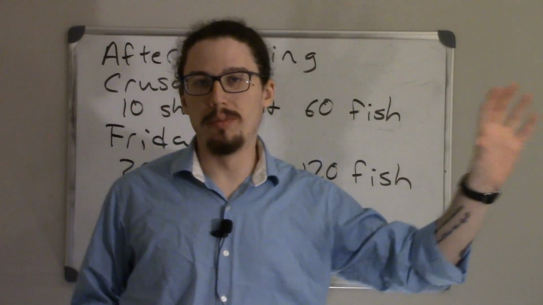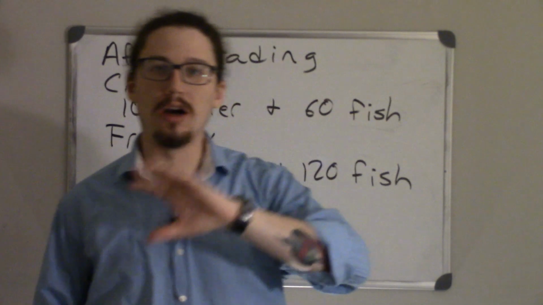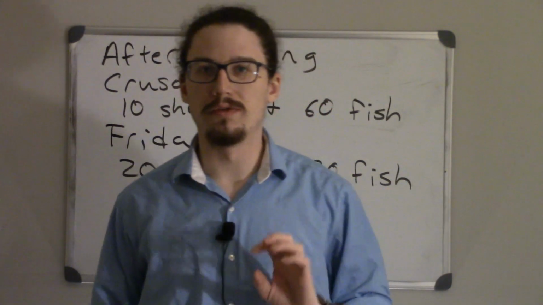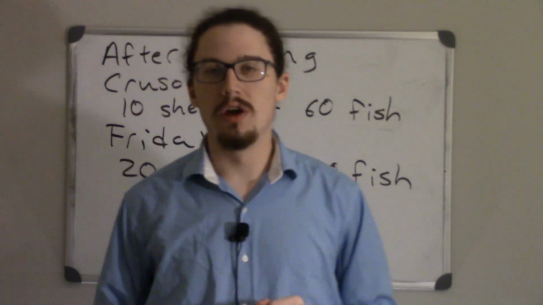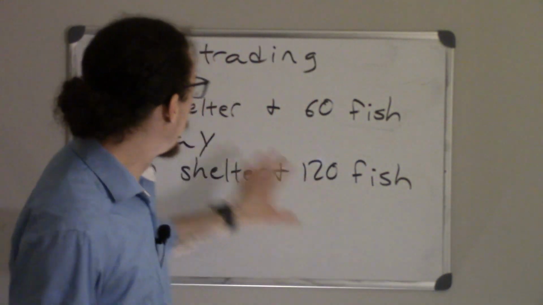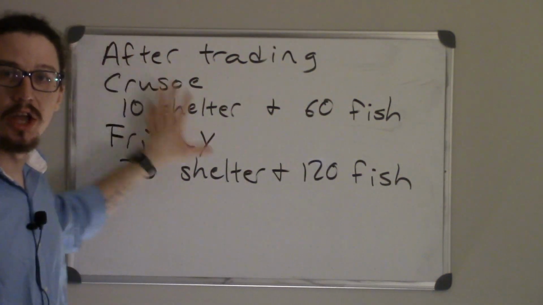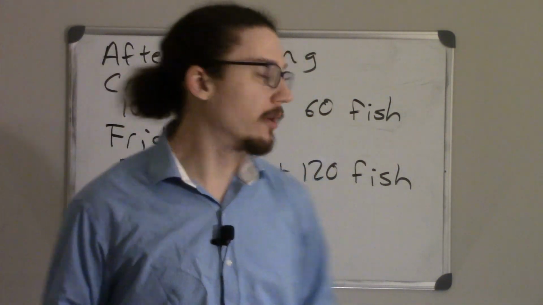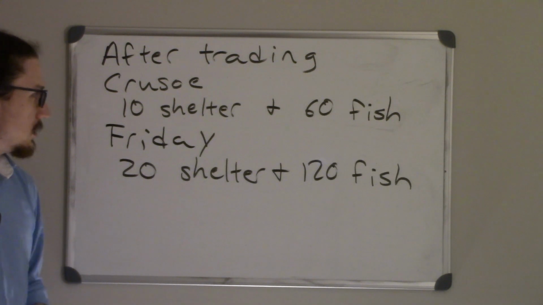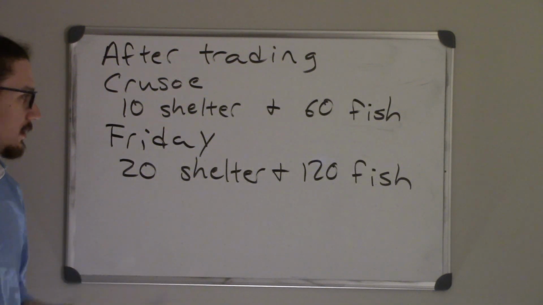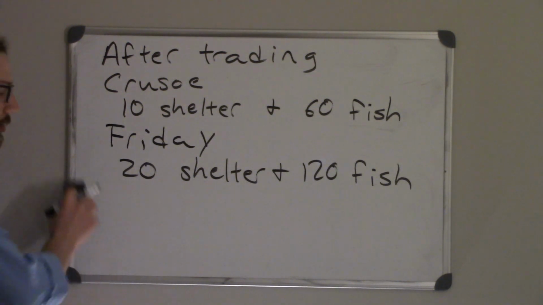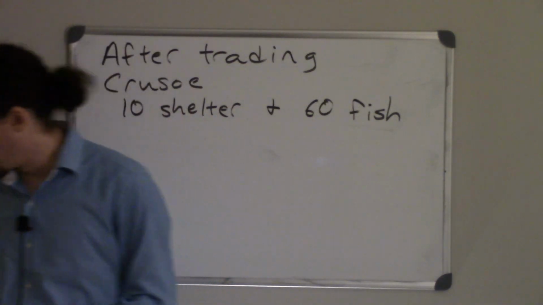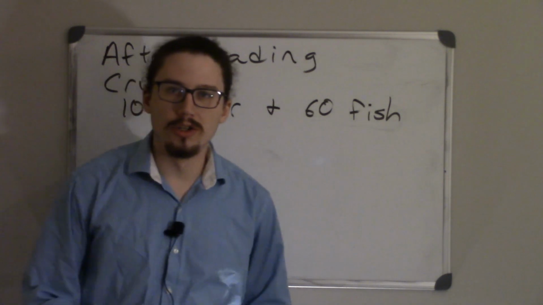All right, so once we have their bundles, right? So we had our production bundles, how much each producer in this economy is producing. So the 30 shelter for Friday, the 180 fish for Crusoe. Now we have the consumption bundles. So how much each individual is consuming, right? Crusoe is consuming 10 shelter, 60 fish. Friday is consuming 20 shelter and 120 fish.